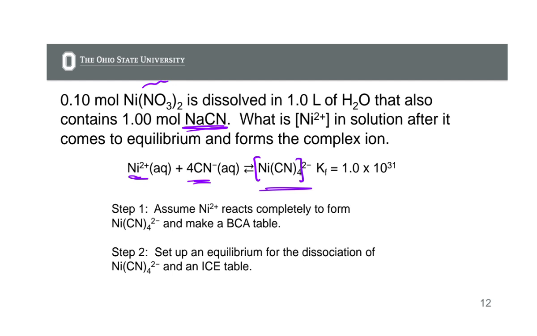And we're going to figure out then how much product is formed, how much reactant is left over, if any. And we're going to do that with the BCA table, so we're going to need to use moles. Okay, same story as before. After we do that, we've formed as much complex ion as possible. We're going to take that amount, we're going to reverse the reaction and see how much ion is formed when we allow equilibrium to take place.